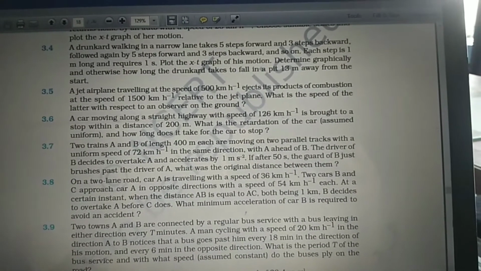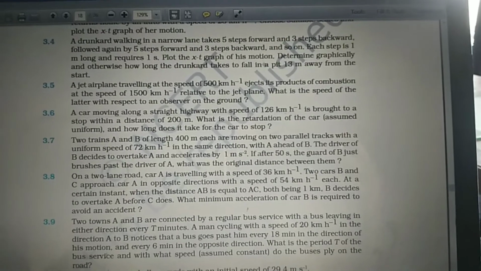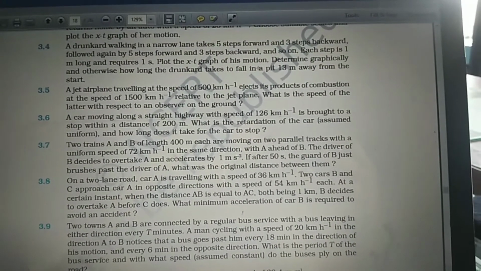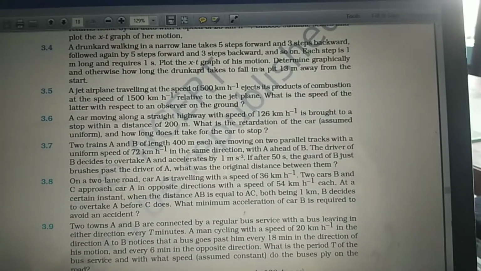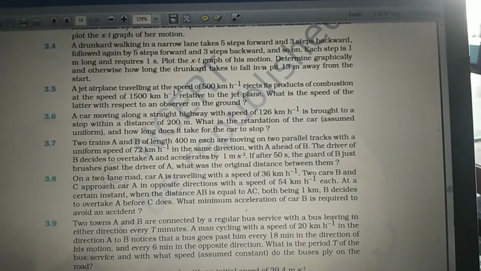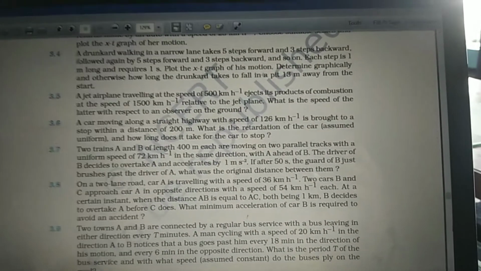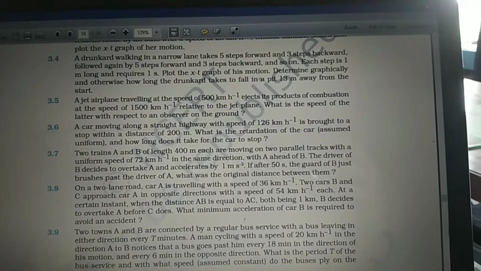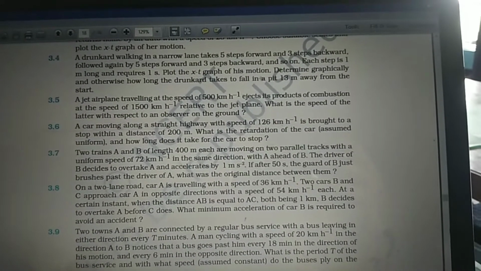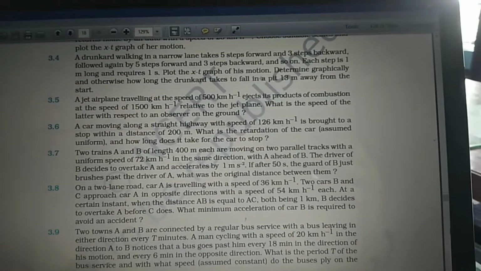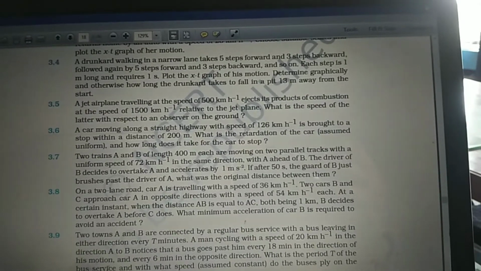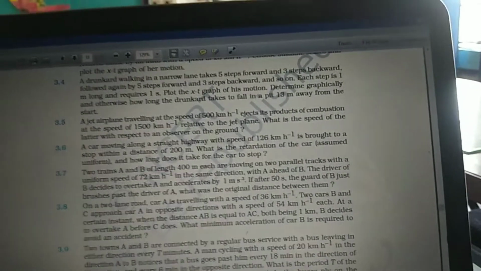Okay. Now you have a two-lane road. Car A is traveling with the speed of 36 km per hour, and two cars B and C are approaching car A from two opposite directions. When both the distances AC and AB are equal, car B decides to overtake car A. That means car B is also moving in the same direction, only then it will overtake it. Otherwise, it will overcross it. So what is the minimum acceleration of car B required to avoid an accident?